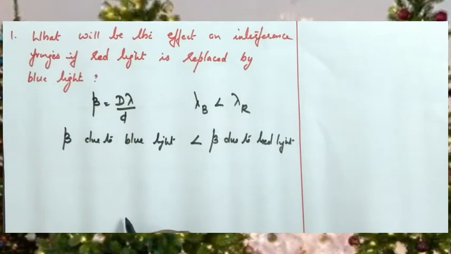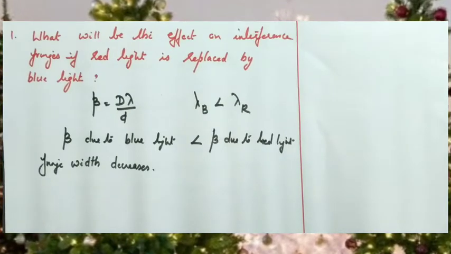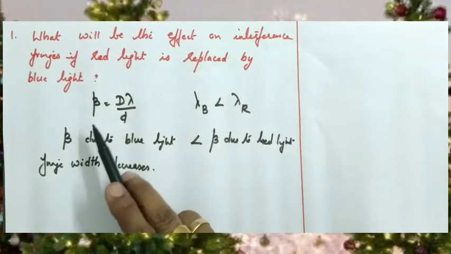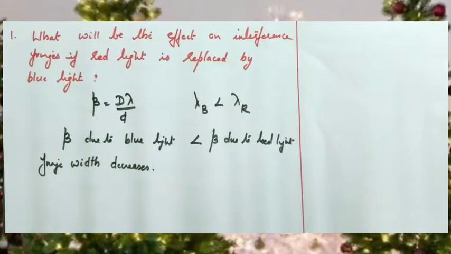Okay, children. So, fringe width decreases. Hence, we can say that when red light is replaced by blue light, wavelength decreases and hence fringe width also decreases.